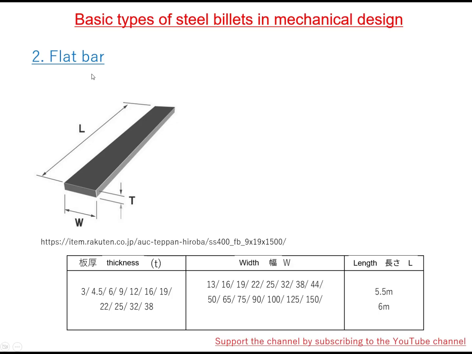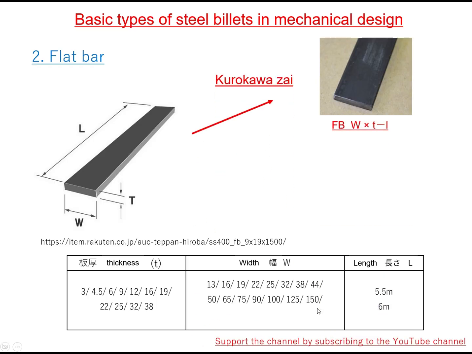Second is flat bar. This is a type of blank that is always prioritized by designers because if used well, production costs are greatly reduced compared to using steel plate. Flat bar is also a rolled steel product with standard dimensions in width and thickness. Standard thickness dimensions range from 3 mm to 38 mm. Standard width dimensions range from 13 mm to 150 mm. Please refer to the list of suppliers that your company often orders from.